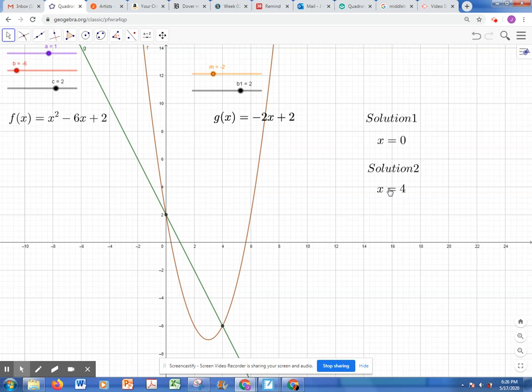That's good. Now when I plug a 4 in here, what do I get? -2 times 4 gives me -8. Plus the 2 gets me back to -6. So yes, both solutions work on both problems. You will have different parabolas and lines, but you're going to have the same setup. I hope that's enough to get you through this.